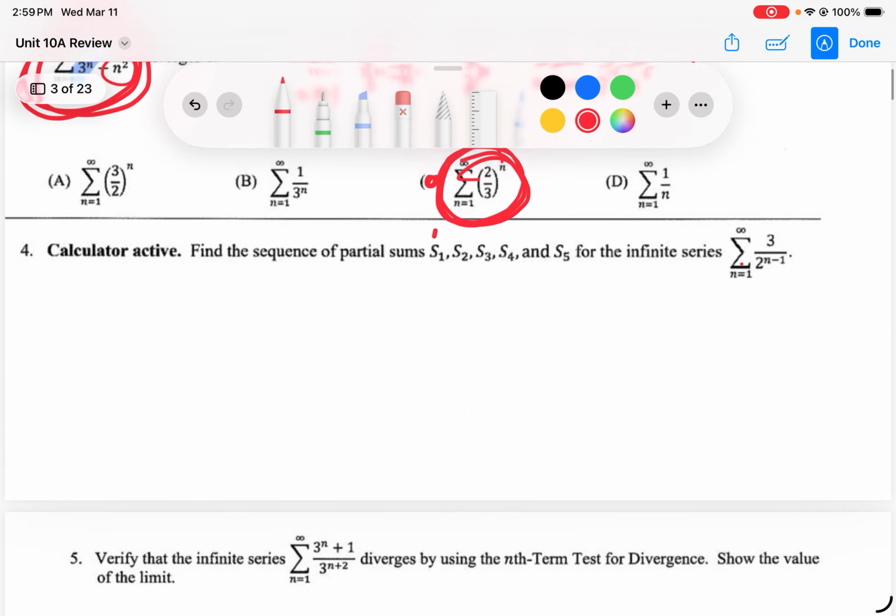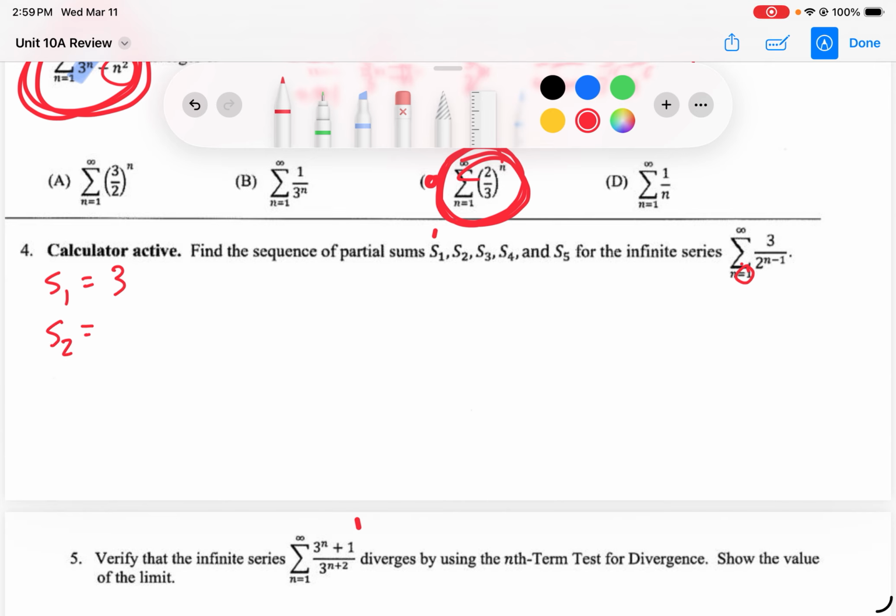All right, this one's calculator active. Not a huge fan of this question, but it's on here. Okay, it says find the sequence of the partial sums. So find S1, S2, S3, S4, S5. Okay, S1 is just equal to the first term of the sequence. So since my first counting number is 1, I plug in 1. I get 3 over 2 to the 0, which is just 1, so this is just 3.